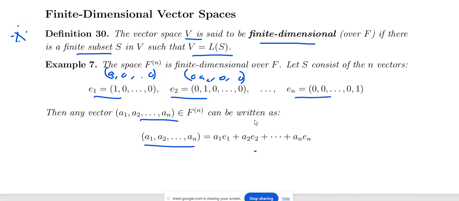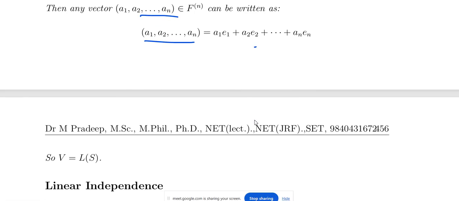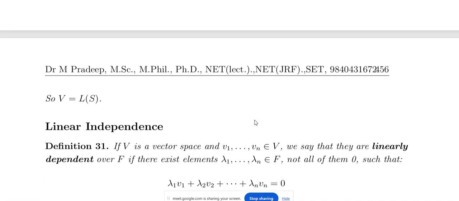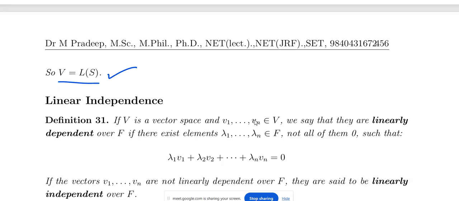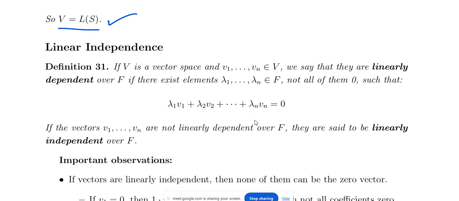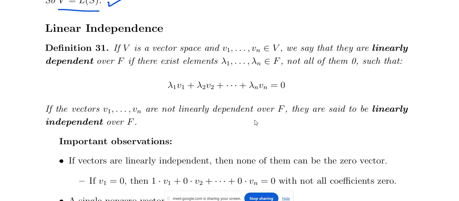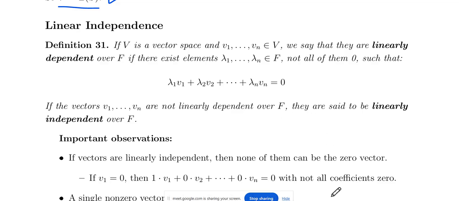So any element, any vector of F^n, can be written like that. What is the conclusion? Since I can write every element this way, we can write V equals L of S. That is a very important idea, the definition of finite dimensional. And another very important concept is linear independence.